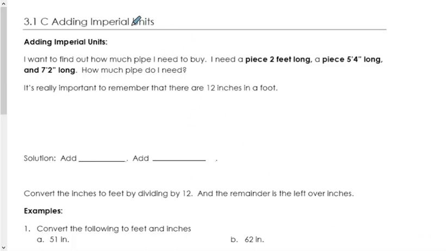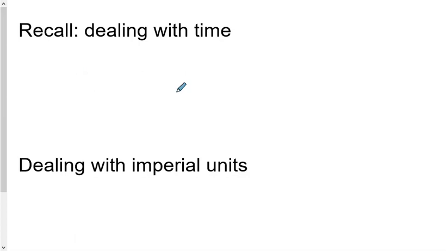All right, today we're going into 3.1c, adding imperial units. Adding imperial units is going to be different than adding or converting with metric units, just because it's not nice powers of 10 numbers. Your denominators aren't things like 10, 100, 1,000, where you just really need to move your decimal. It's easy, quick math to do. It's more like dealing with time, from last unit.